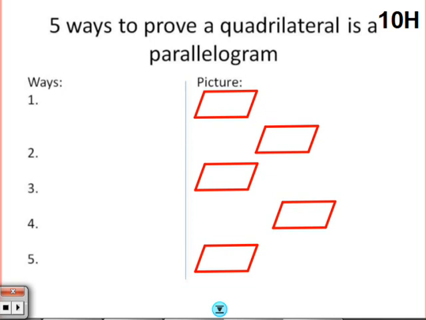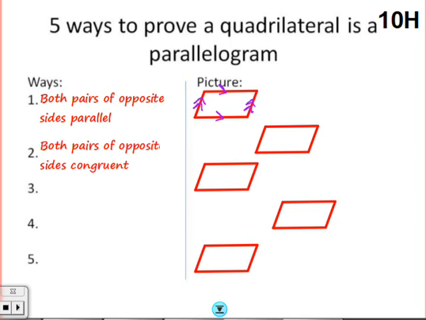5 ways to prove a quadrilateral is a parallelogram. So we're going to list the ways and then we're going to draw the pictures. I think the pictures are as important as the words, if not more, so that you can recognize these when they come up. So let's do them one at a time. Both pairs of opposite sides parallel. So if we have both pairs of opposite sides parallel, I'm going to mark those. If we have both pairs of opposite sides congruent, I'll mark those.